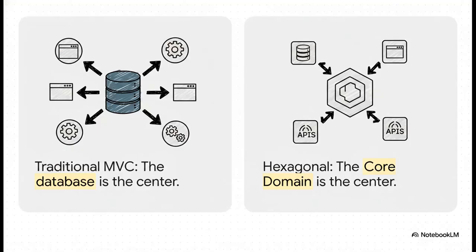Let's contrast the old way with the new way. In a classic MVC setup, model, view, controller, the database is basically treated as the center of the universe, right? Your business logic directly imports those database models, so if you ever decide to switch from Postgres to MongoDB, you're pretty much rewriting all your core workflows. Hexagonal architecture takes that concept and turns it entirely inside out. In this setup, your core domain logic sits right at the center, and it has absolutely zero dependencies. None. It doesn't know a thing about your database, your web frameworks, or any external APIs.